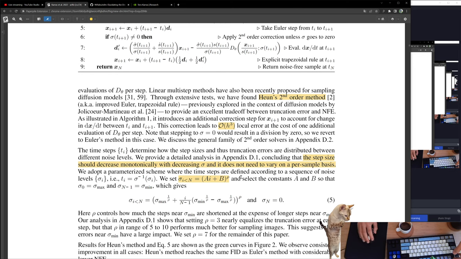So constants a and b, and then also rho is some random constant that they choose. rho equals 7. Wow, that's kind of a weird choice. And they want to pick them such that the sigma at the 0th time step and the sigma at the N minus 1 are the minimum and maximum. Rho controls how much the steps near sigma min are shortened at the expense of the longer steps near sigma max.